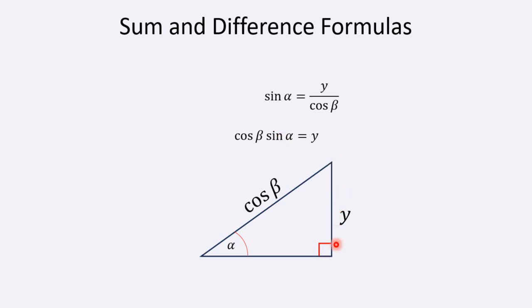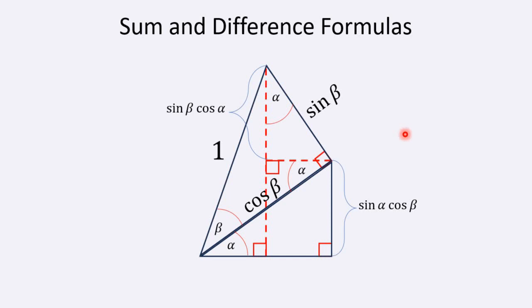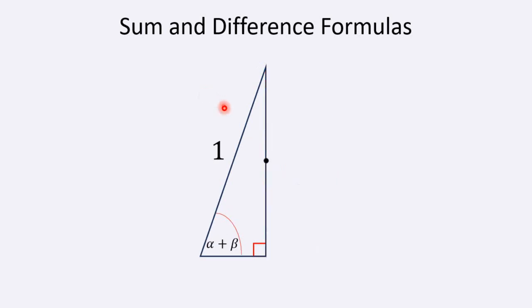So now I know that this distance right here is equal to this, and I can bring back in the rest of the figure. So from here to here is the sine alpha cosine beta. From here to here is the sine beta cosine alpha. So if I want this entire distance from top to bottom, I just add those two parts. And because this is all in a triangle that has a hypotenuse of 1, and this is opposite from the angle alpha plus beta, that means that this is the sine of alpha plus beta.